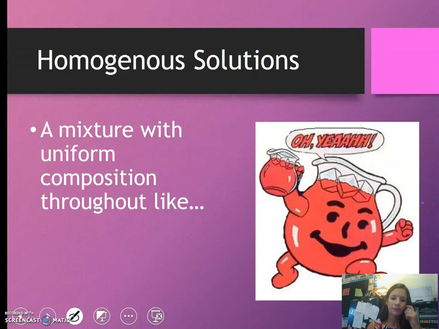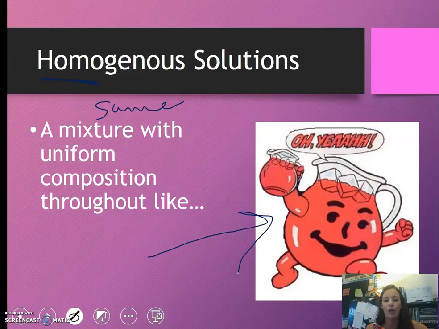So there's also 2 types of solutions you need to know. So there's a homogeneous solution, which homo, the prefix, means same. So it has the uniform or same composition throughout, something like the Kool-Aid man over here. So anything that, you can't tell the difference, you can't see where it's combined, is a homogeneous solution.